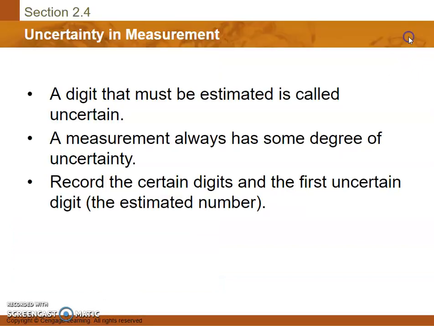Okay, let's continue with Chapter 2, Section 4, Uncertainty in Measurement. A digit that must be estimated is called uncertain. A measurement always has some degree of uncertainty. There's always some aspect of it, the last digit is always going to be estimated. You record the certain digits, and then the first uncertain digit, which is your estimated number.